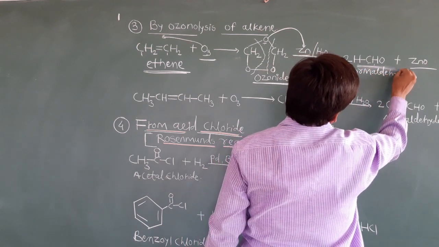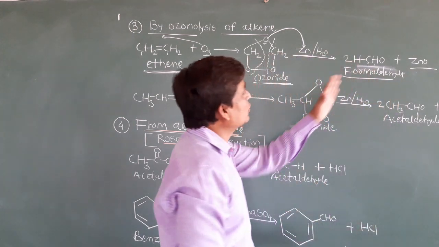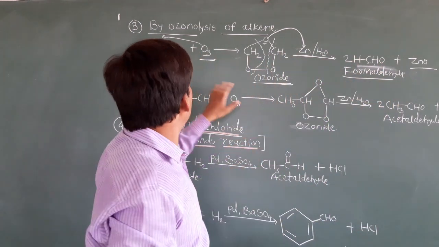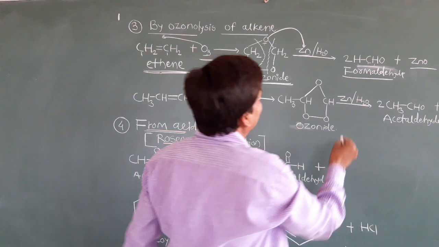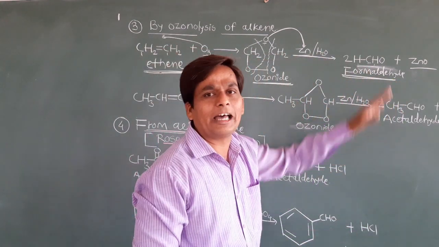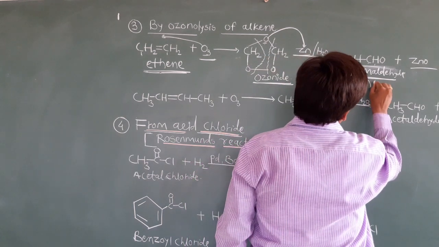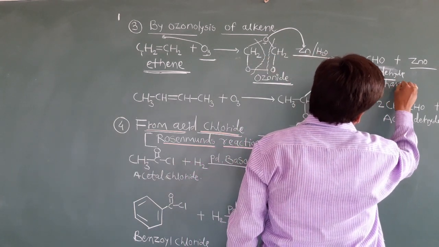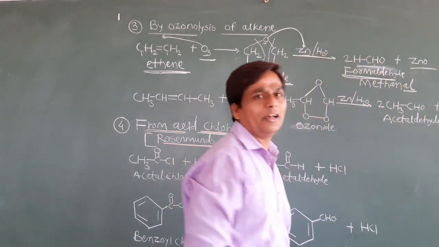Formaldehyde. Now it is clear how we will get formaldehyde, and zinc oxide is removed. Now clear? So by using ethene, we have to prepare formaldehyde. So what is the IUPAC name of this formaldehyde? Only 1 carbon is there. We can say it is methanal. Methanal, not methanol. "al", not "ol".